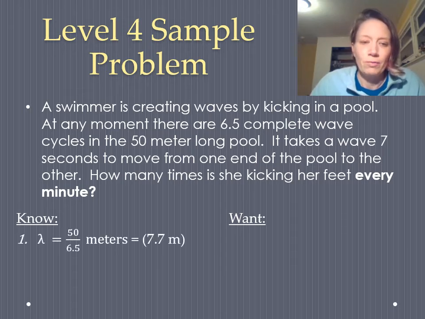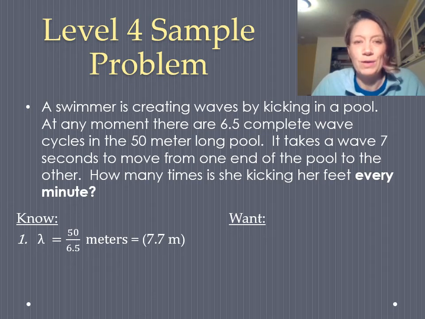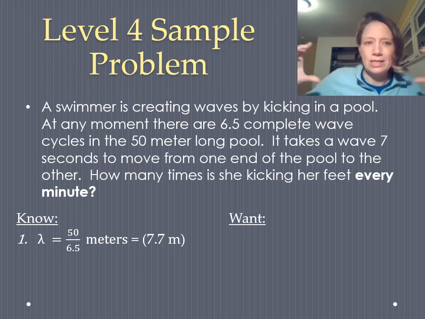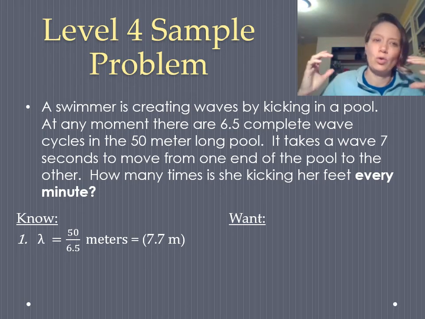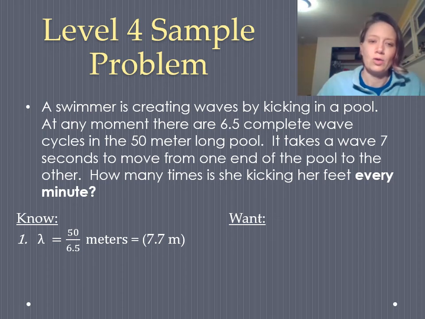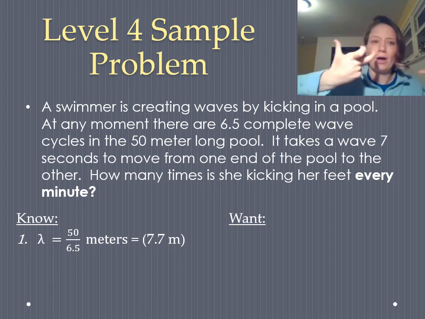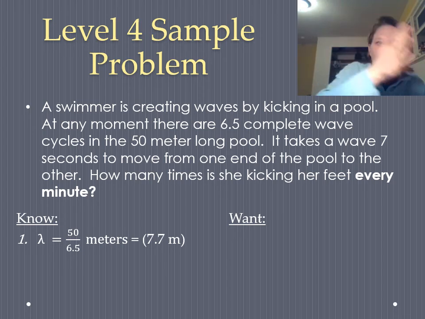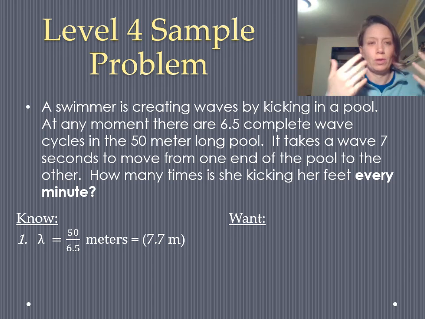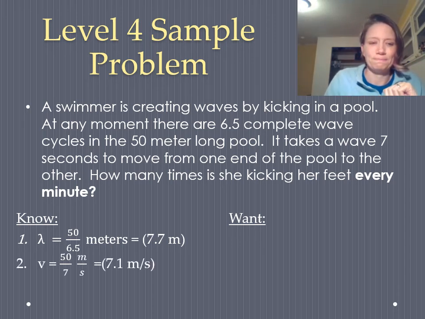So for example, if we read that first sentence, at any moment there are 6.5 complete wave cycles in the 50-meter long pool. It's not saying it really clear, but cycles in a space, how many waves fit in a space, is the wavelength of the wave. So I know that in that 50-meter space, there's 6.5 complete waves. So you can picture how long each wave would have to be. Each wave would have to be 50 meters divided by 6.5. That means each one is 7.7 meters long when you plug that into your calculator. So my know list would start with wavelength equals 7.7 meters.